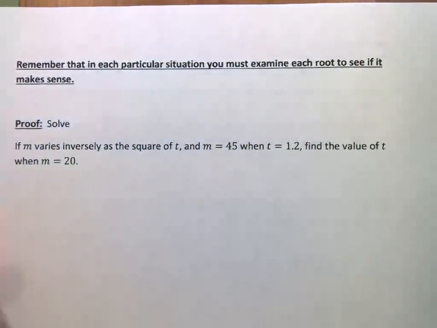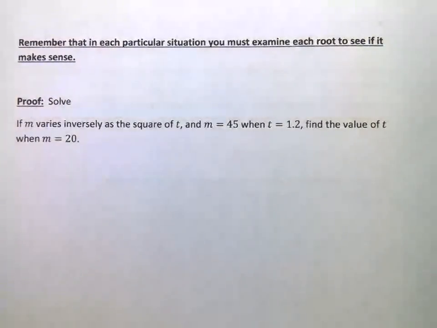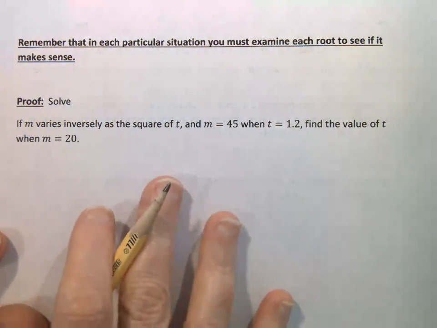Okay, so let's look at one more thing. And this says, remember that in each particular situation, you must examine each root to see if it makes sense. Okay, so if you're given a word problem, you do want to check to see whether you can have both a positive and a negative root or just the principal square root. So you do have to kind of think about that.